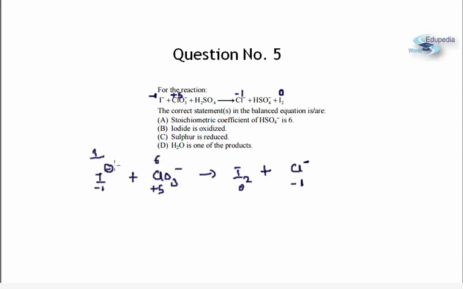Now as all of you know, to balance the equation we simply cross multiply by the valency factors. So this 6 is going to get attached with I minus and this 1 is going to get attached with ClO3 minus. So that would make my equation as 6I minus plus ClO3 minus goes to, since we have put a 6 over here, we will get 3I2 plus Cl minus, right?